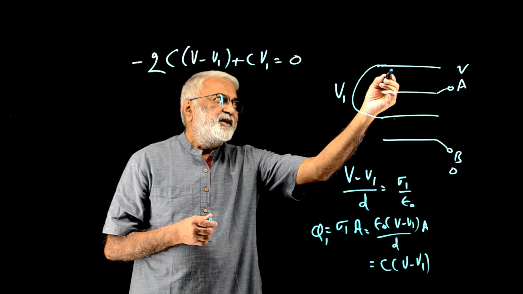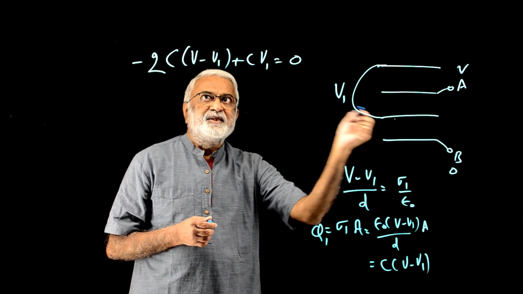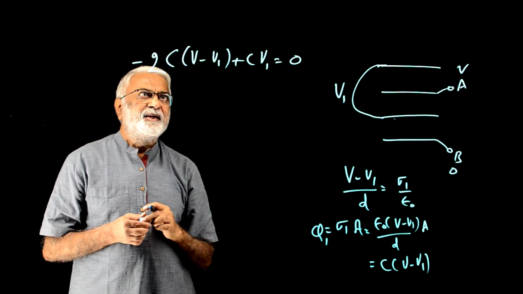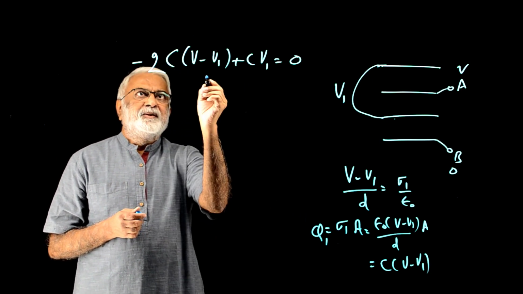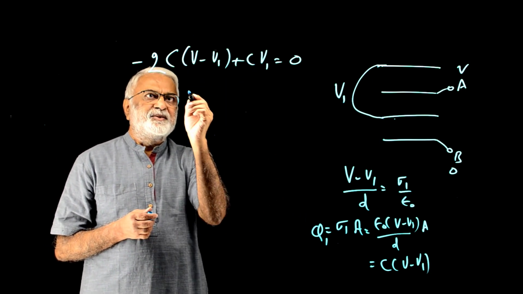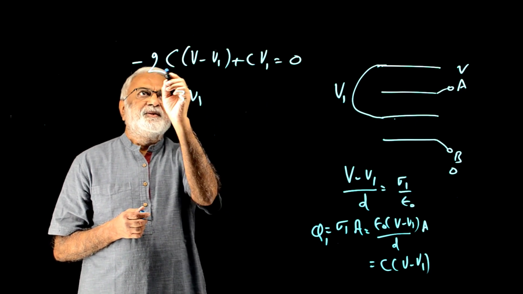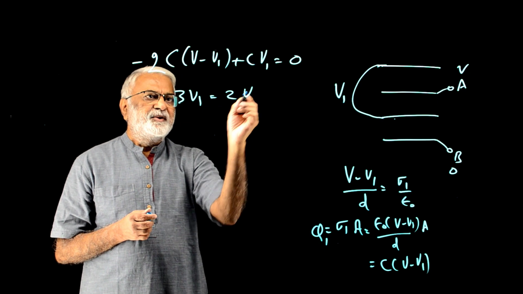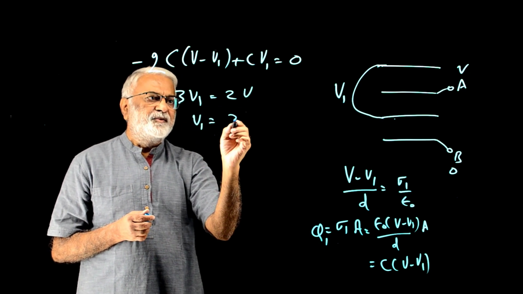So we have charges here on this surface, on this surface, and this surface, and we got that charge as this. And what do we get here? This is minus 2V1 plus V1, that's 3V1. And this is minus 2V goes to the other side, and so this is 2V, and we got V1 in terms of V, 2V by 3.